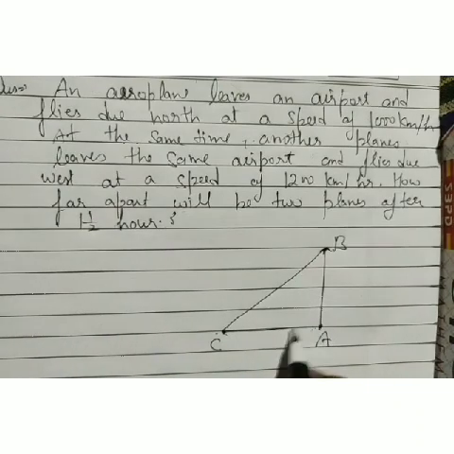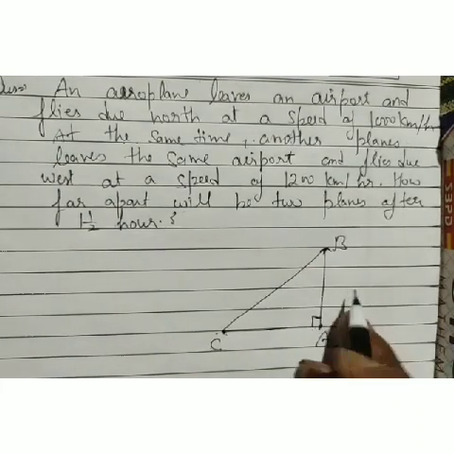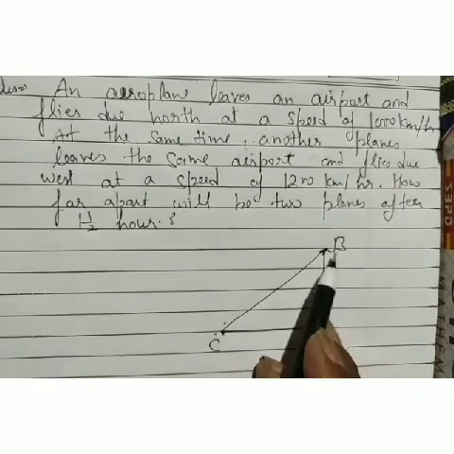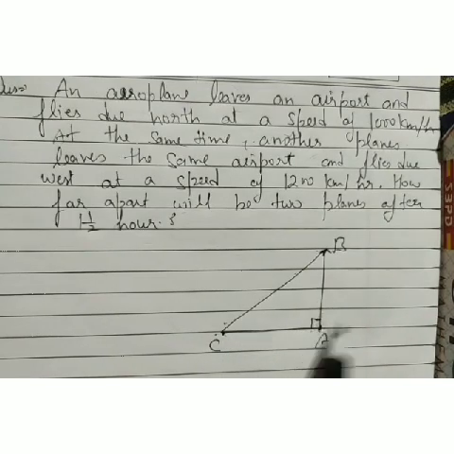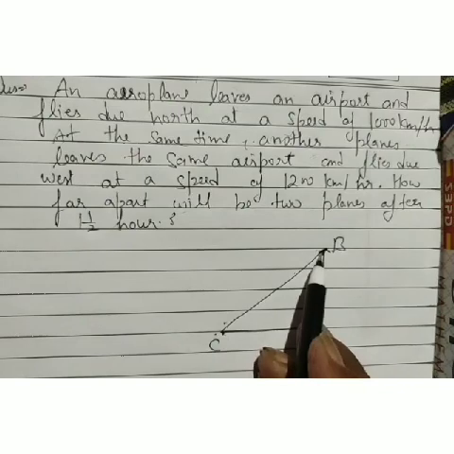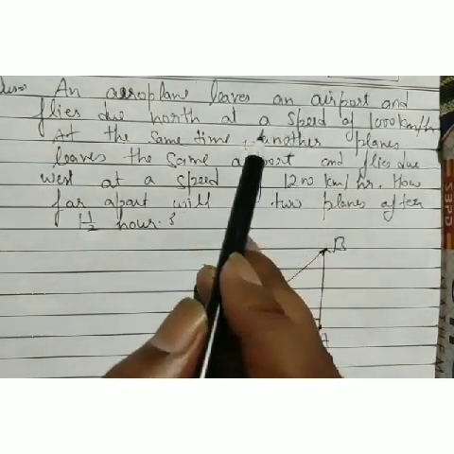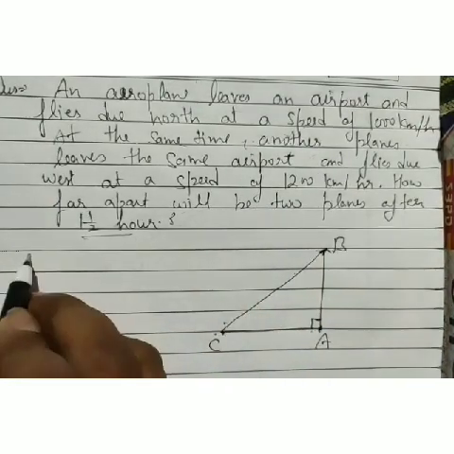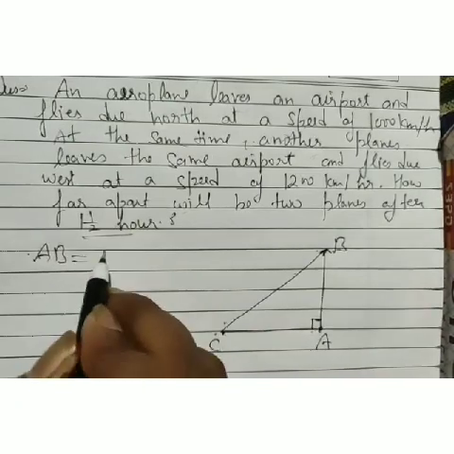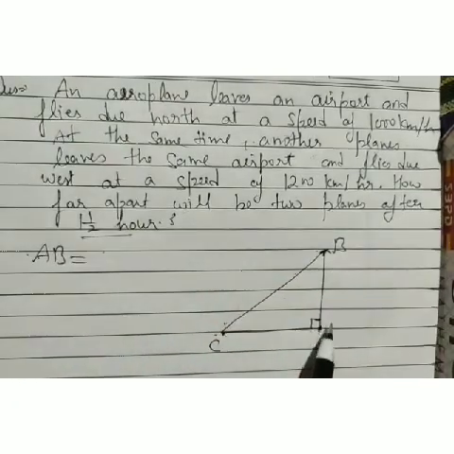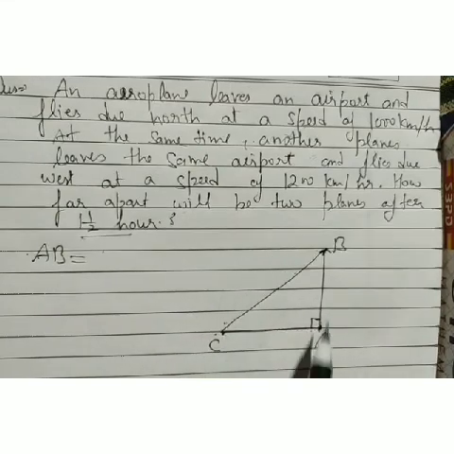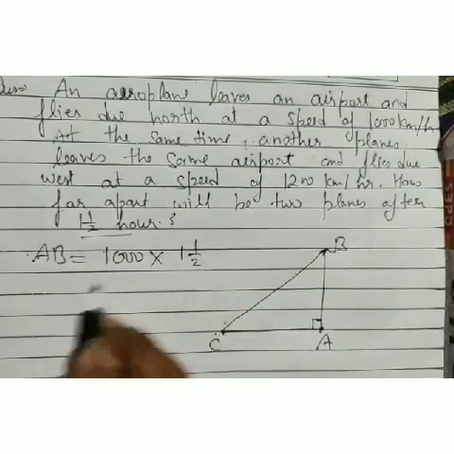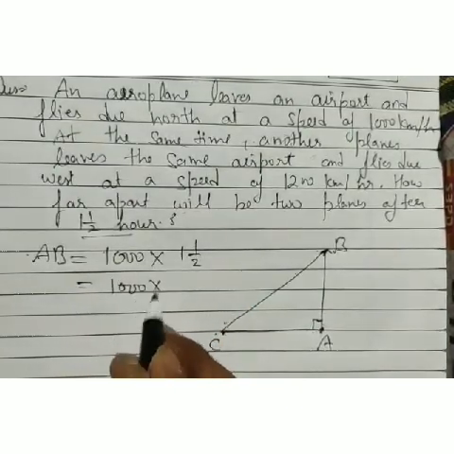Now what do we see? It's a right angle triangle, right angle at B. Now we have to find the length BC. First of all, we are going to find the lengths AB and AC. This is the position of plane A. B is the position when our plane has moved at a speed of 1000 km per hour for 1.5 hours. Distance AB is given by speed into time. Our speed is 1000 km per hour and time is 3/2 hours. So it's 1000 into 3/2.